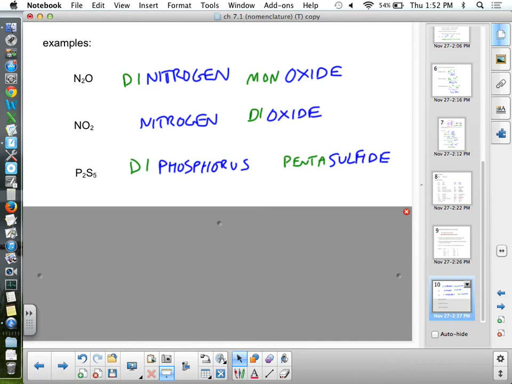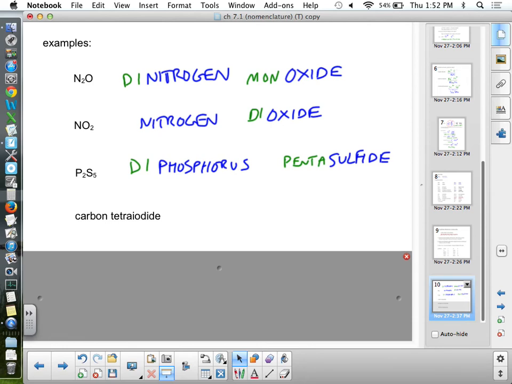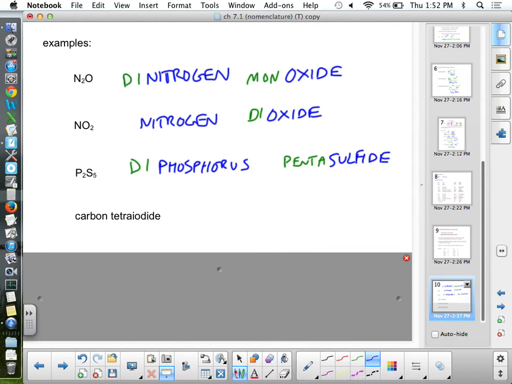Okay. We can go in the opposite direction as well, that is writing the formula based on the name. Carbon tetraiodide. We start with carbon, the less electronegative element. There is no prefix, so we presume that that means that there is 1. Iodide clearly is based on iodine. The prefix tetra tells us that there are 4. So I'll write the formula CI4.